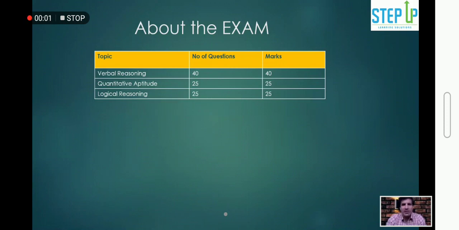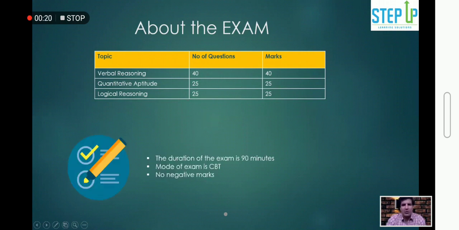Mathematics, which is quantitative aptitude. This is how much you'll get: 25 questions, 25 marks, and logical reasoning also has the same weightage. So as you can see, the highest weightage is for English, verbal, 40 questions, and then 50 for quants and logical reasoning. The duration of the exam would be 90 minutes.